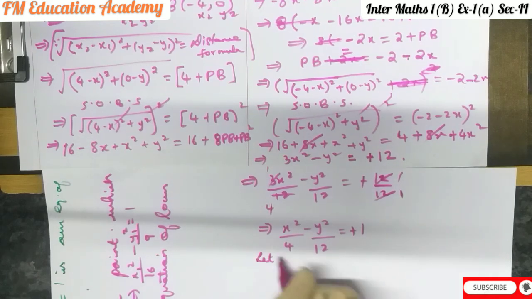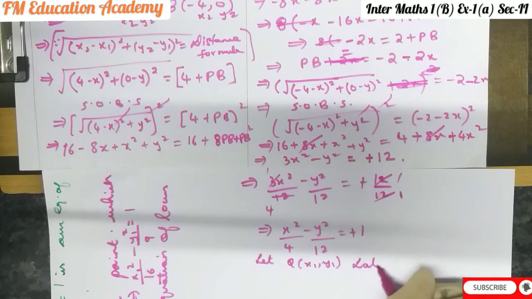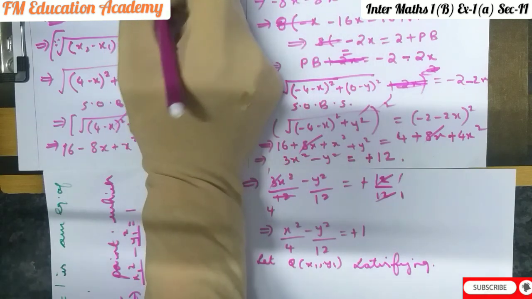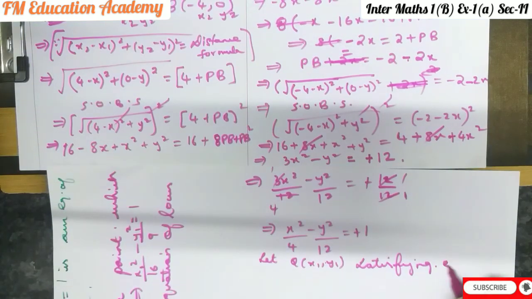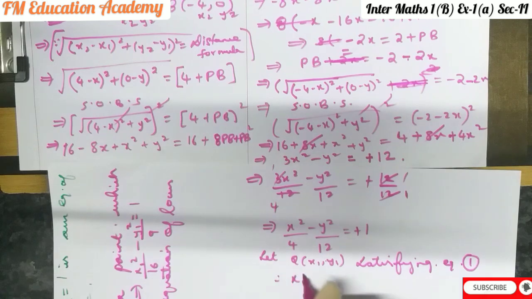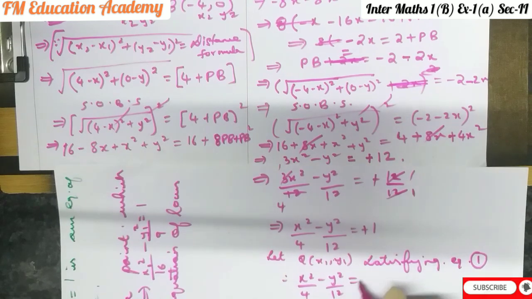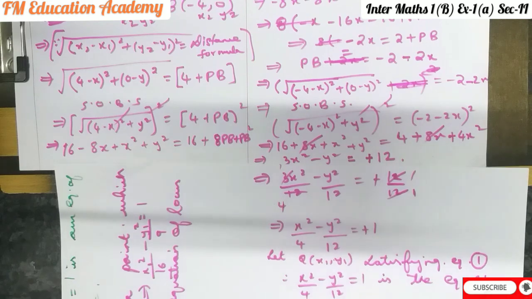So now what we'll assume? We'll assume that there is a point x1 y1 which is satisfying equation 1. This was our equation 1. PA minus PB is 4. We already wrote. So therefore we can say x square by 4 minus y square by 12 is equals to 1 is the equation of locus. So this completes our fourth sum.